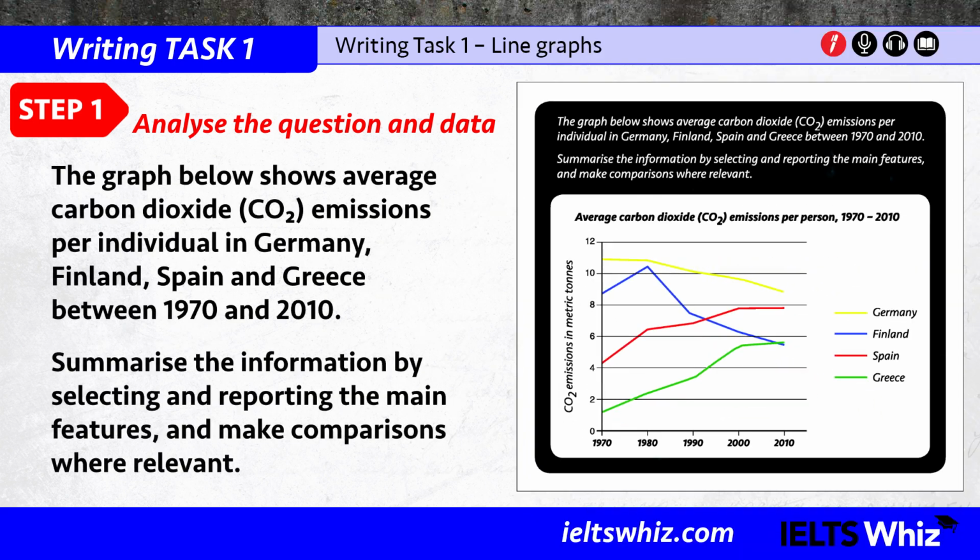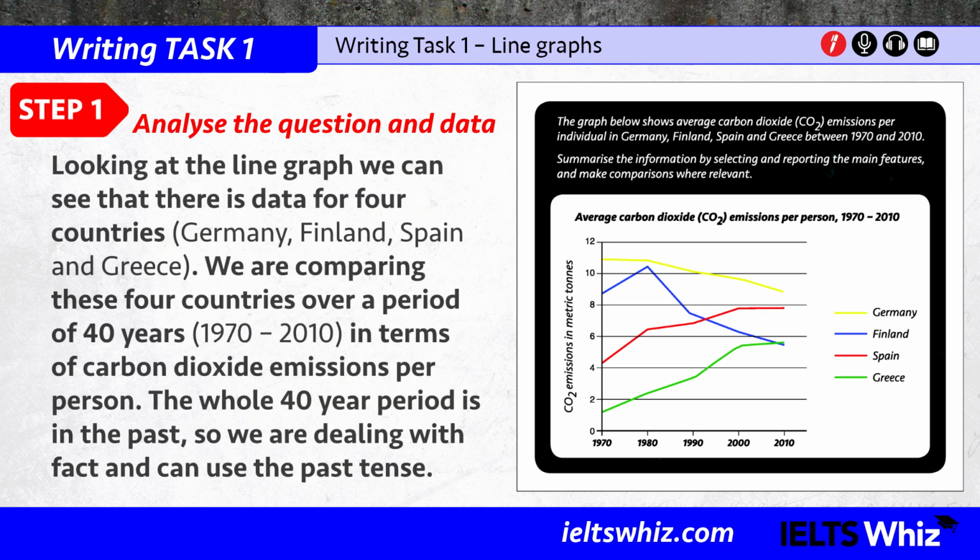Now let's look at our line graph question on screen. The graph below shows average carbon dioxide emissions per individual in Germany, Finland, Spain, and Greece between 1970 and 2010. Summarize the information by selecting and reporting the main features, and make comparisons where relevant.